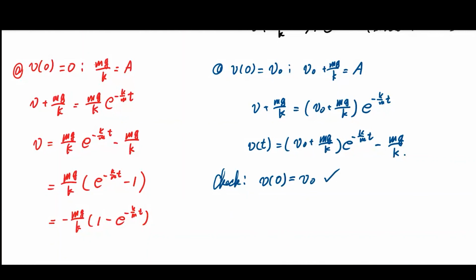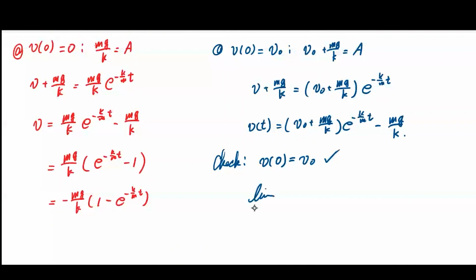The other one is our terminal velocity better be negative mg over k, right? So the other one that we want to check is limit of t approaching infinity. That's how you find the horizontal asymptote of V. Let's see what that is. This is exponential decaying function, so this dies when you take the limit to infinity. So that term dies, so you have negative mg over k. Exactly what you want. Amazing, isn't it?